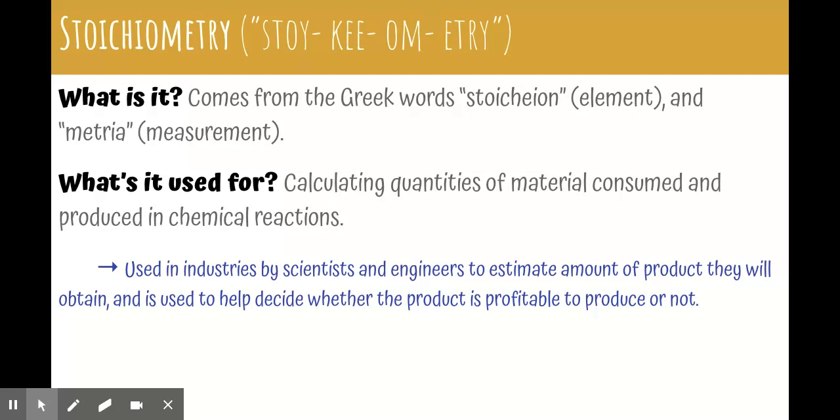So what is it used for? Mostly it's just used for calculating quantities of materials used and produced in chemical reactions. That's obviously really important. So if you are a scientist or an engineer or a farmer or anything else, you might need to purchase a product and use it and figure out how efficient that's going to be, so you're going to want to be able to use stoichiometry in some form or fashion. Okay, so it might help you figure out what type of material to use to make it cost efficient, or how much you might have to spend to get a certain amount of product.